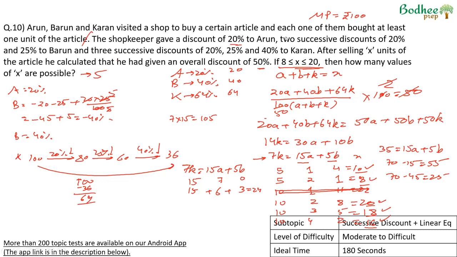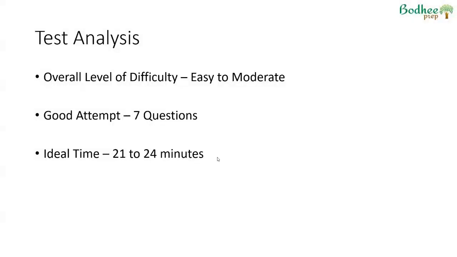If we look at the overall level of difficulty of this test, I said easy to moderate for the simple reason that getting my 7 questions may not be difficult. For example, if I look at question 10, it was clear it was not to be done at all, right? So it is easy to eliminate the question. Therefore, I'm saying it does not affect my level of difficulty because I know which 7 questions to attempt, and knowing a question to leave saves time for me. Ideal time again 21 to 24 minutes.